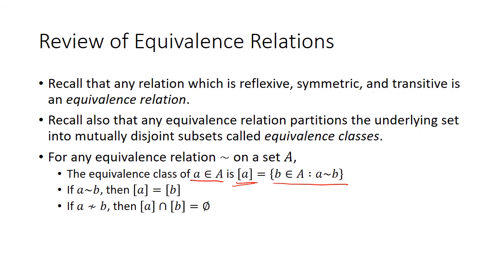And then, of course, if it's an equivalence relation, then it's symmetric. So this is also all of the things that are related in the other order, like that. And then if a is related to b, we get that bracket a equals bracket b. And if a is not related to b, then bracket a and bracket b will be completely disjoint. In other words, their intersection will be empty. Okay.